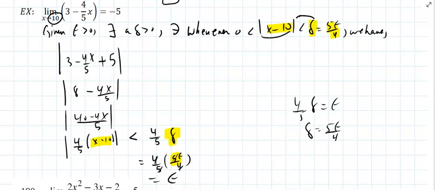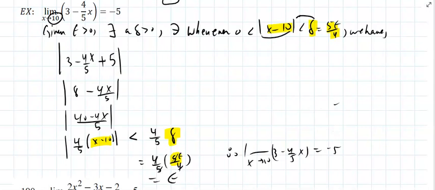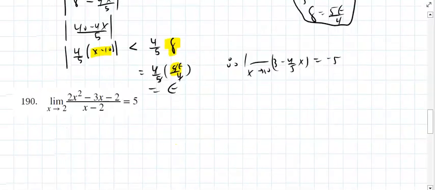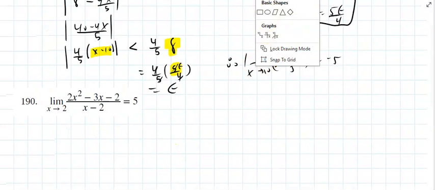And I'll get an epsilon, and therefore the limit as x approaches 10 of 3 minus 4/5 x equals negative 5. Now, of course, you erase all of that, and everybody's happy. Or you could just, out of mind, you just put it on the side, and there it is. Okay, let's look at the next problem.